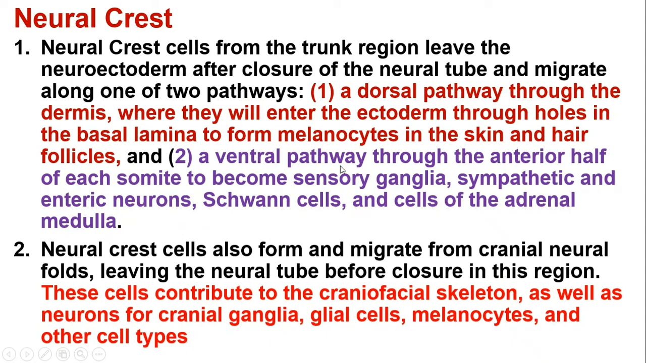और जब ये ventral pathway में जाते हैं, a ventral pathway through the anterior half of each somite to become sensory ganglia. वहाँ क्या बनाएंगे, sensory ganglia, sympathetic and the entire enteric mean GIT neurons. GIT के अंदर जब आप पढ़ोगे second year में तो उसमें neurons होते हैं, Schwann cells and the adrenal medulla. Adrenal gland में दो होते हैं, cortex भी होता है, medulla भी होता है.